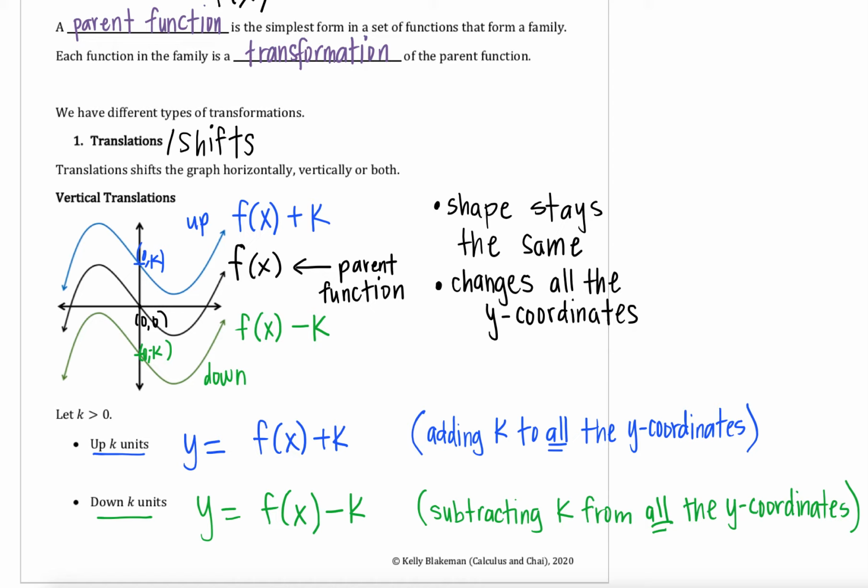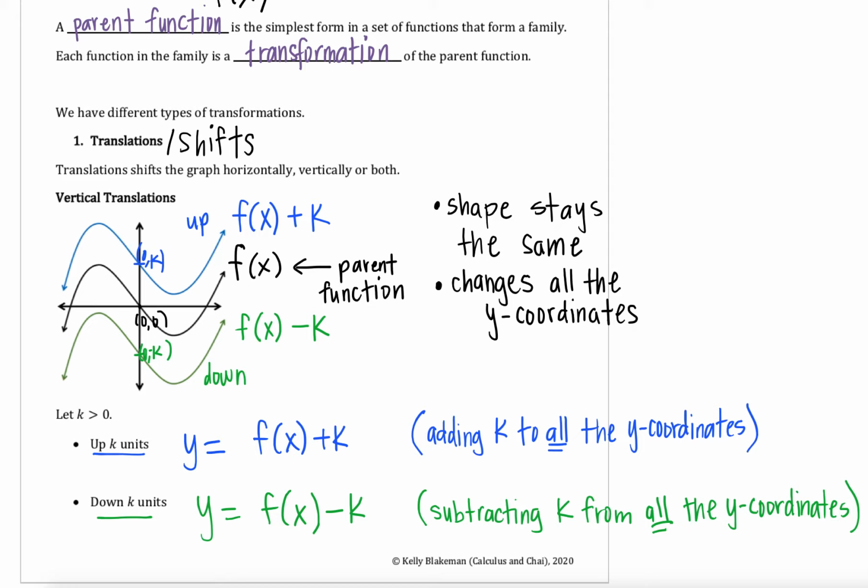Down below, what I have here is a summary of this, and we're going to look at different parent functions throughout this year, and those would take the place of what this f of x is representing in general. So if we're up k units, our new function would be y equals f of x plus k, and on a coordinate level, what's happening is that we are adding k to all of the y coordinates. If we shift our graph down k units, then our new equation would be y equals f of x minus k, and we are subtracting k from all of those y coordinates if we look at the actual coordinate pairs of what's happening.